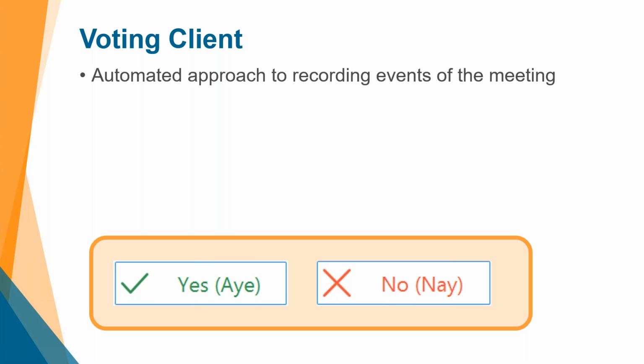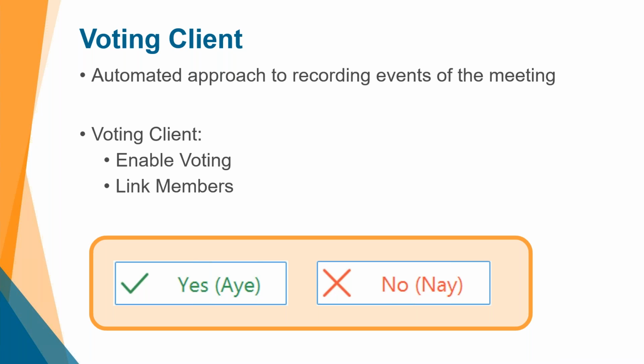This solution allows voting members and support personnel the opportunity to electronically cast votes on motions. The voting client also provides an effective approach to recording the events of the meeting, making it easy for the supporting personnel to follow along and manage the meeting as it's in session. To utilize the voting client, voting must be enabled on the meeting level and members must be linked to OnBase users in agenda administration.